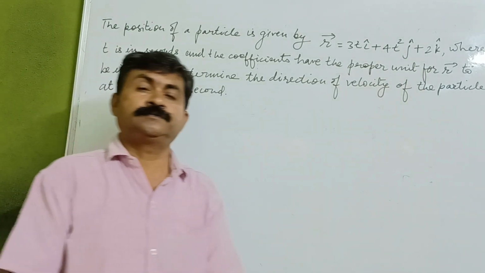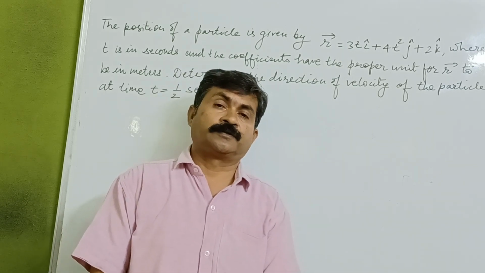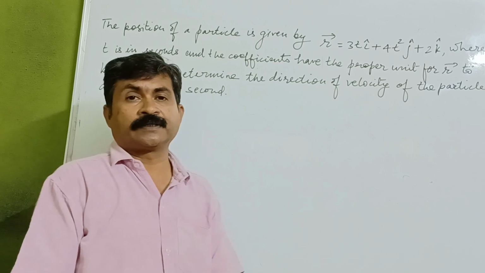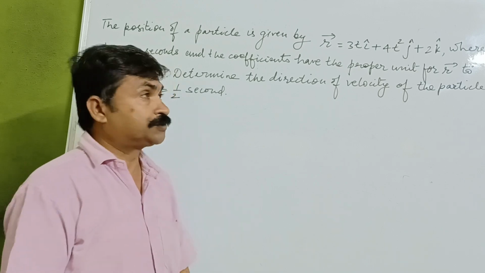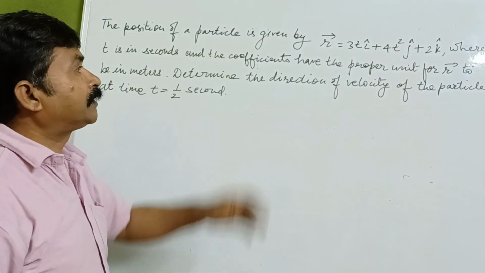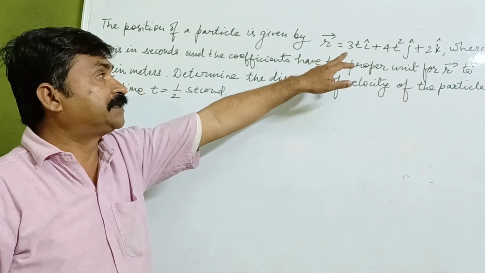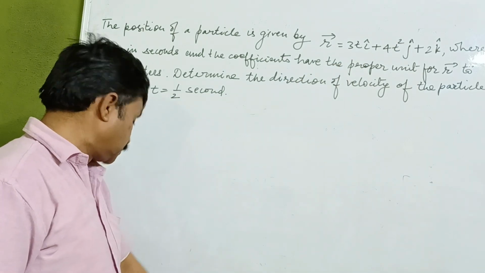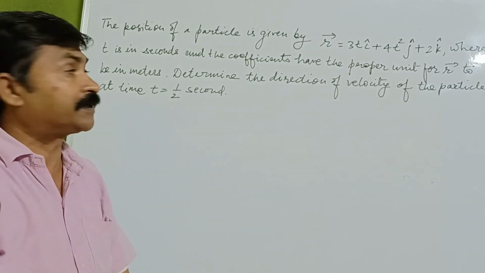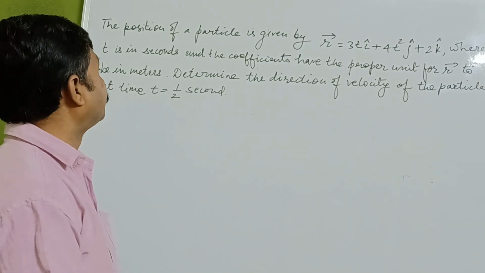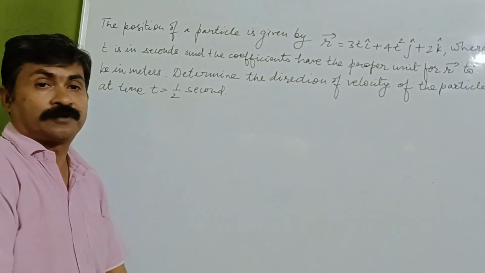Dear students, we have taken the numerical which is based on the displacement. Now here we have another numerical which is based on the velocity. The position of a particle is given by r, which is the displacement, equal to 3t i cap plus 4t square j cap plus 2k cap, where t is in seconds and the coefficients have the proper unit for r to be in meters. Determine the direction of velocity of the particle at time equal to 1.2 seconds.